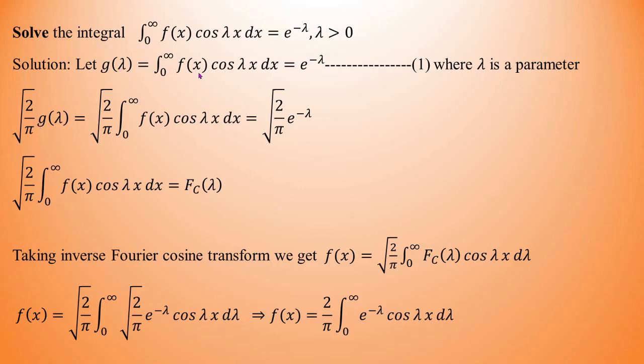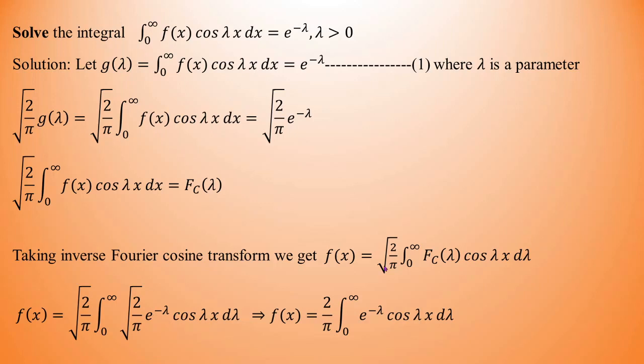Now multiplying throughout by root of 2 by pi, this becomes the Fourier cosine transform with lambda as a parameter. So I will have this one. Now take the inverse Fourier cosine transform in order to get f of x, that is, the solution of the integral equation. So we have f of x is equal to under root 2 by pi, integral 0 to infinity of the Fourier cosine transform of f of x times cos lambda x. This we know according to this expression. So let's put this. Now is it valid for this entire limit? Yes, because lambda takes all values greater than 0, so it is valid for this entire limit.